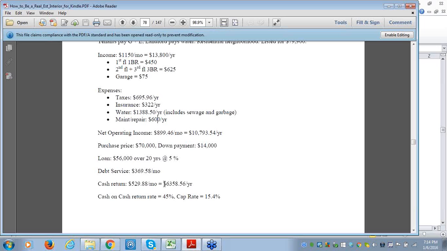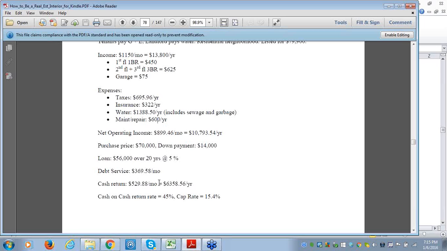Now let's multiply that times 12. And when we do that, we find out we are earning $6,358.56 per year for this property. Sounds pretty good, doesn't it? That's about a $500 a month cash flow. Okay, again, it doesn't account for vacancies and uncollected rents and so forth. All right, those things are real possibilities. For this exercise, we're just trying to go through the exercise so you understand the formula.